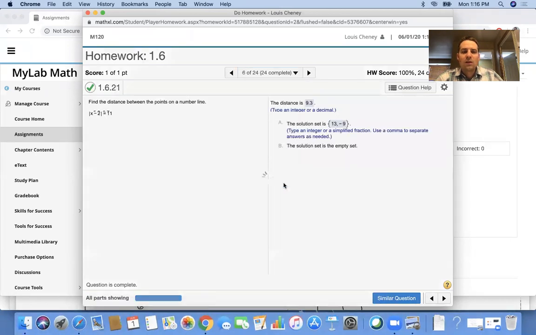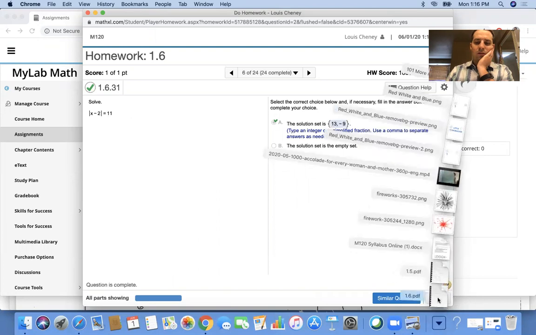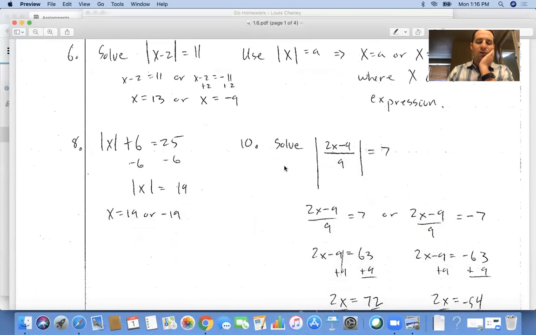Question 6. Solve this equation. You'll notice there's 2 answers to it. So in order to solve an absolute value equation, we're going to use the following principle. Any absolute value equation can be made into a positive equation and a negative equation. So here's the positive equation. There's the negative equation. I add 2 to both sides to get x equals 13, or I add 2 to both sides here and I get x equals negative 9. So both of these work.